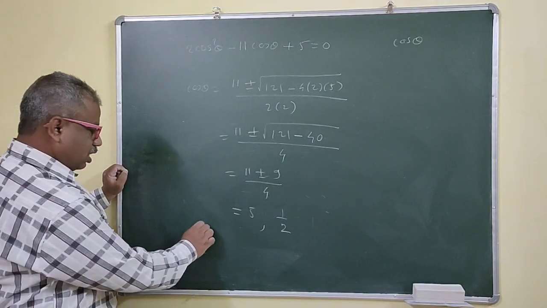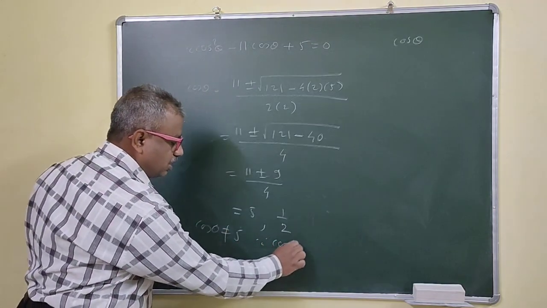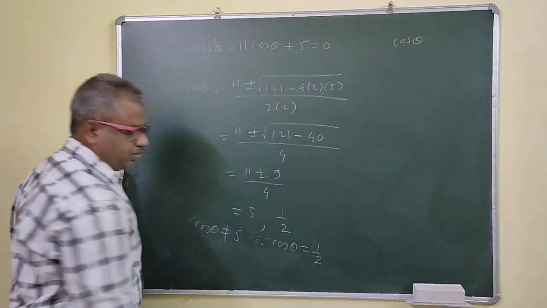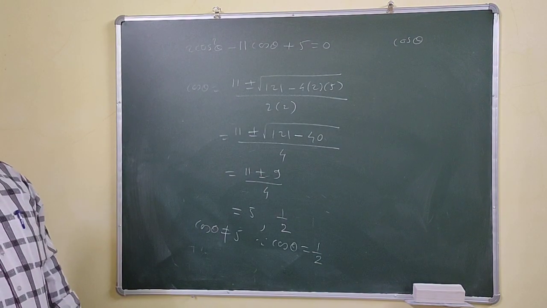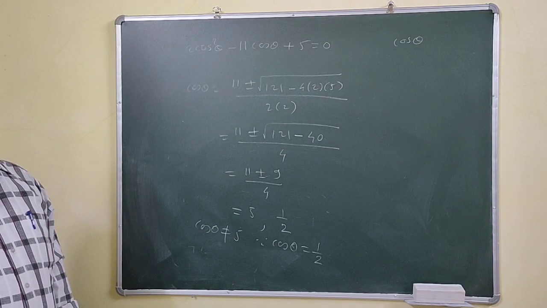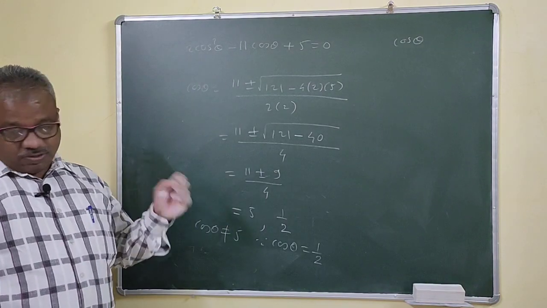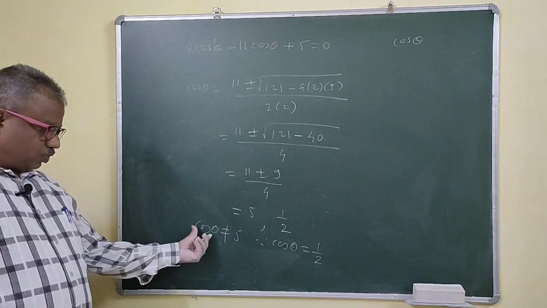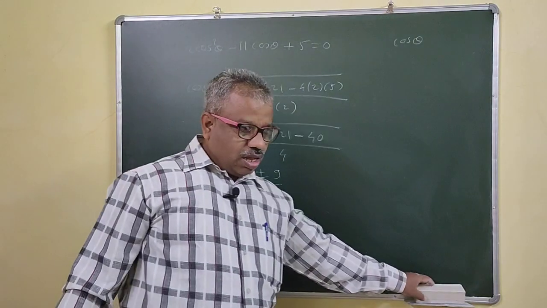So cos theta is not equal to 5, therefore cos theta is equal to 1/2 only, right? Why is it not 5? Because it is greater than 1, so this is not a possible value. The problem is: find the possible value. So cos theta equal to 5 is not possible. Therefore cos theta is only half.